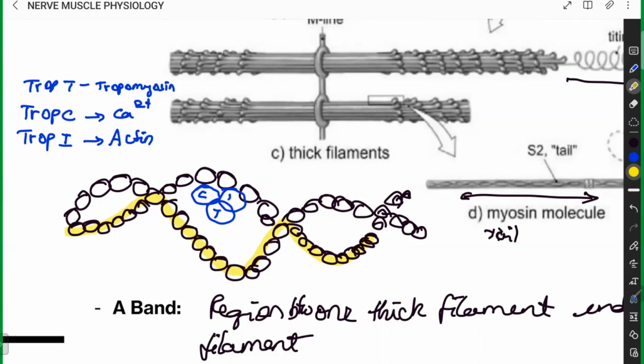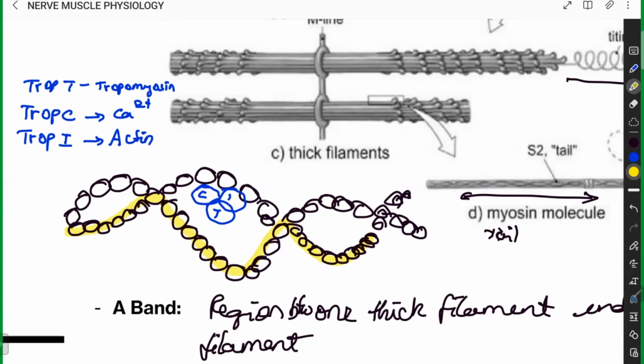So the actin-myosin cross-bridge is made possible by movement of tropomyosin away from your binding site. From your binding site, your tropomyosin has to move in order for a muscle contraction. In order for a muscle contraction to occur, this has to happen.